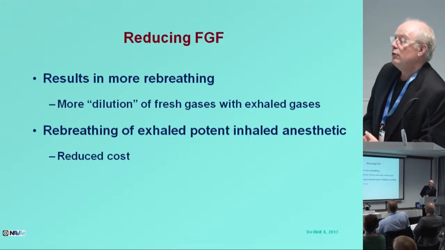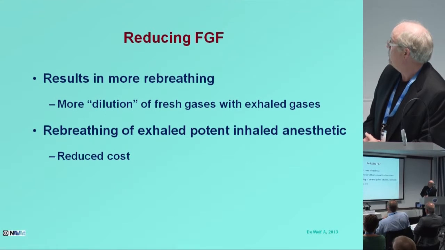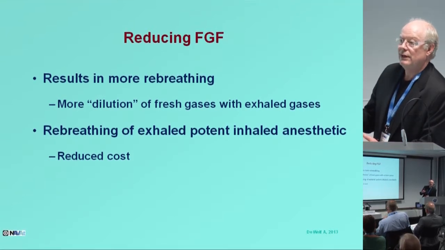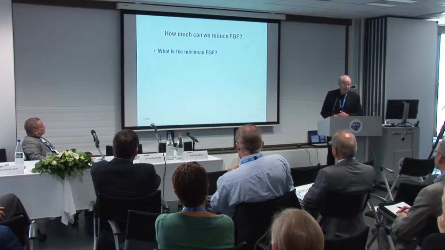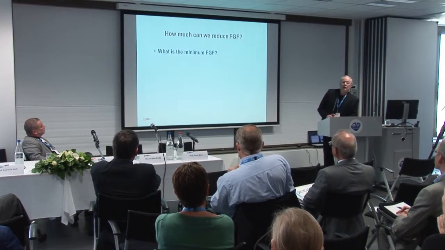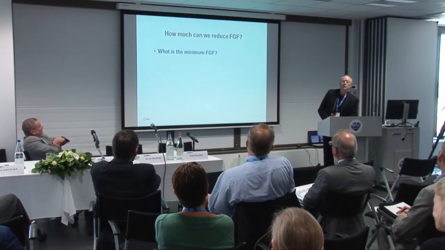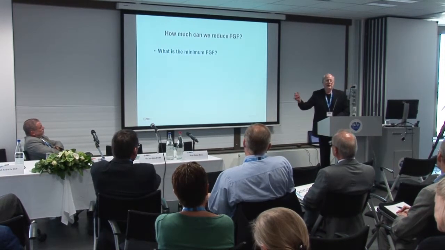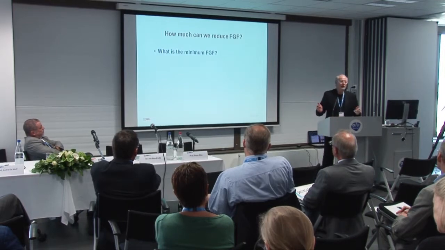So reducing fresh gas flow results in more rebreathing, more dilution, as you would say, of fresh gases with exhaled gases, and obviously rebreathing of the exhaled potent inhaled anesthetic allows you to reuse the anesthetic, and that reduces cost. You could say, well, if we lower fresh gas flow, why don't we lower it a bit more? And then yet a bit more. Why can't we keep lowering the fresh gas flow? In other words, it's the same as asking the question, what is the minimum fresh gas flow that is required to keep our system going? How much do we have to administer?